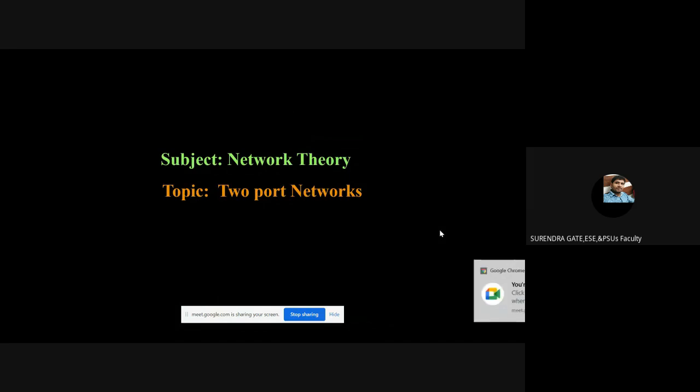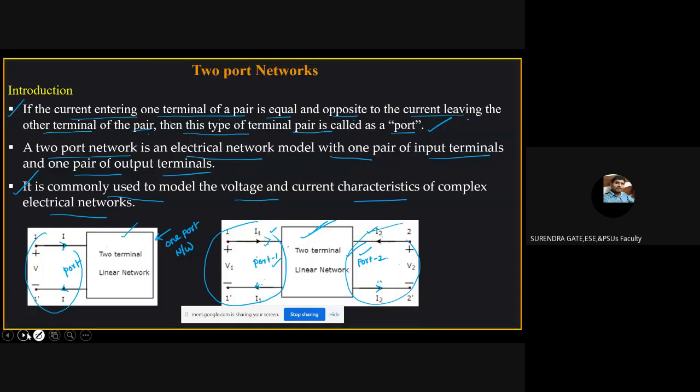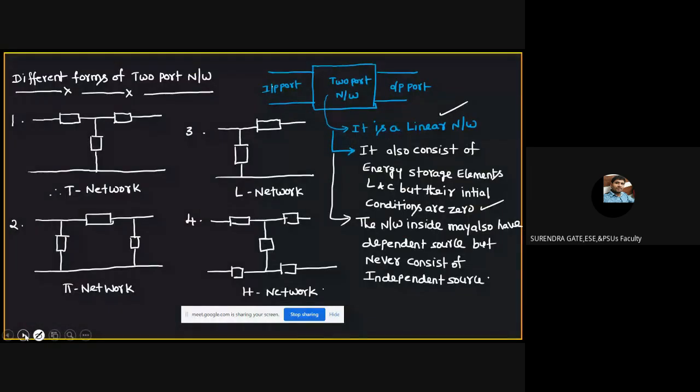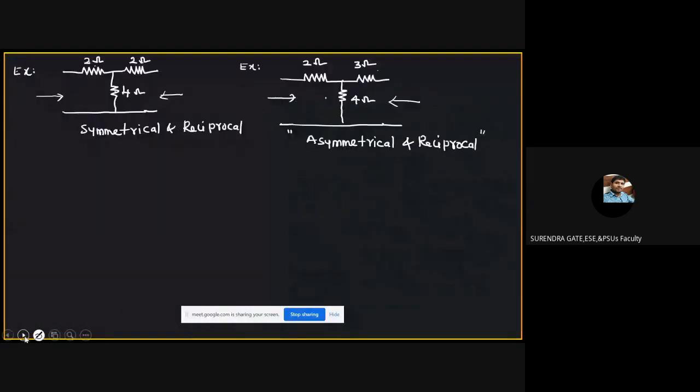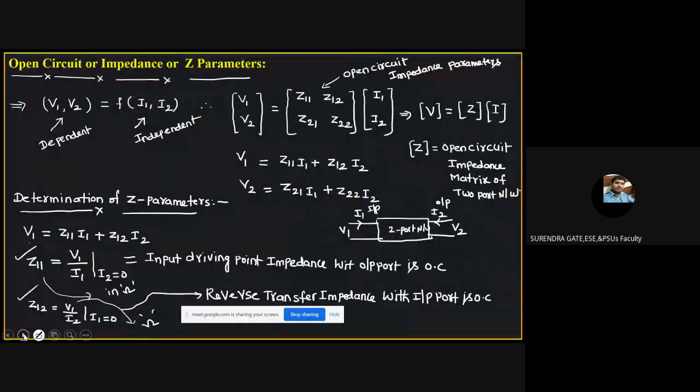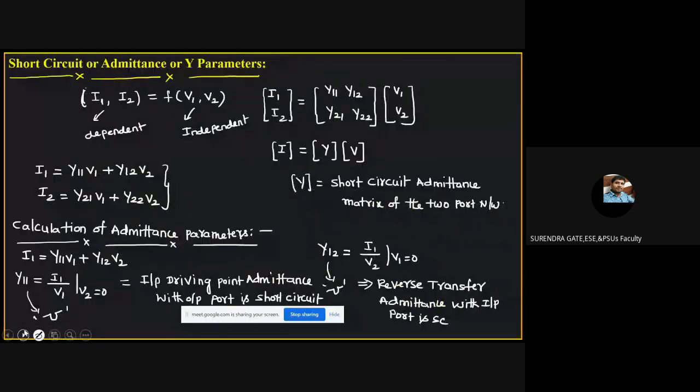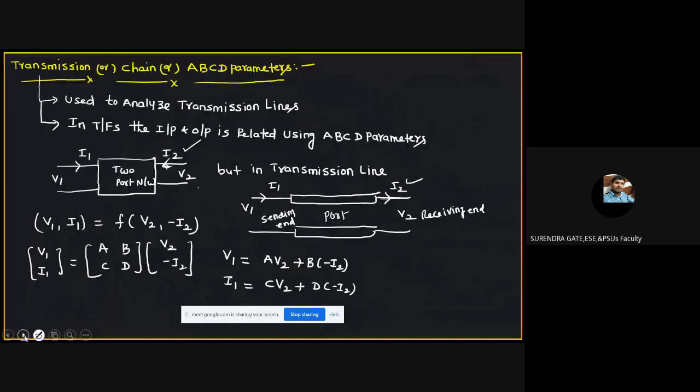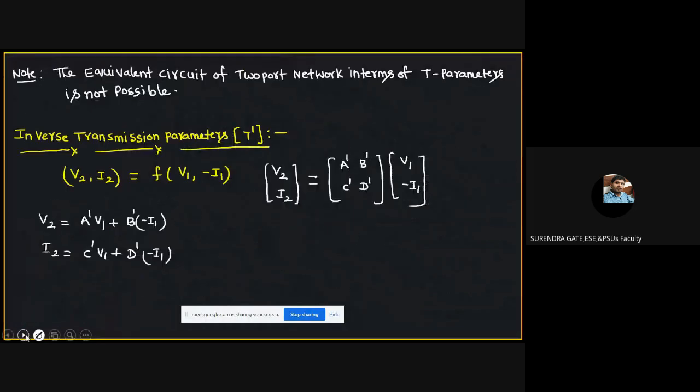Students, continuation of network theory concepts, two-port networks. With respect to two-port networks, in the previous sessions, I discussed all these topics. It's already completed. Those who have not attended these sessions, once again, please go through the recorded classes.